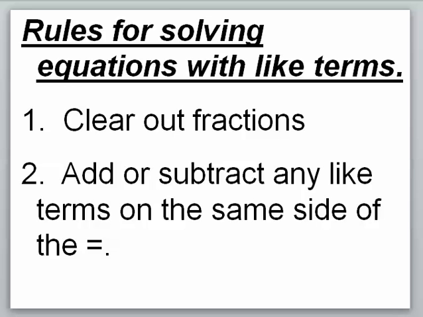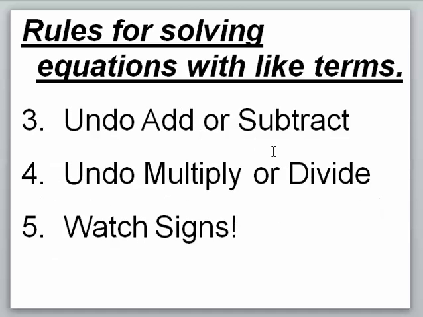Here are steps you can follow, because some of you like to have some steps. We're not going to be doing this step today, clearing out fractions, but that is one of the things I like to do, is clear out fractions if there are any. After I do that, we combine any like terms by adding or subtracting those like terms on the same side of the equals. After that, we've been working on this stuff as it is. We undo the add or subtract, we undo the multiply and divide. We always are watching our positive and negative signs.